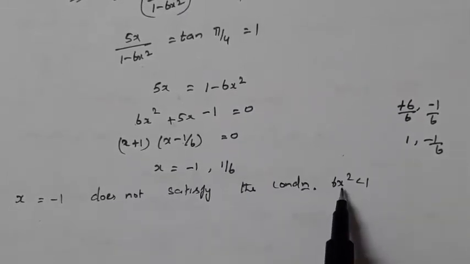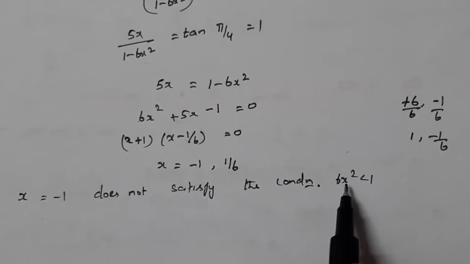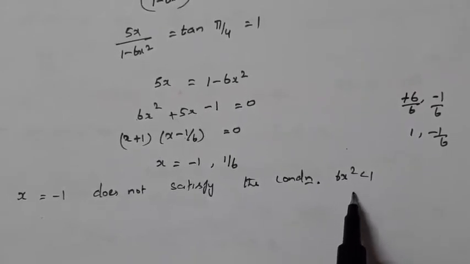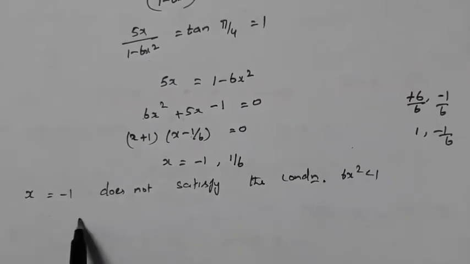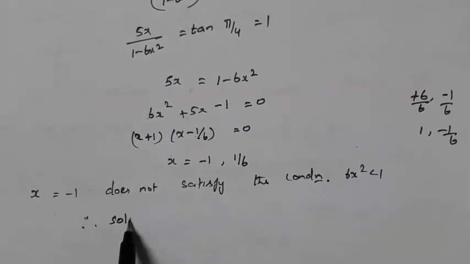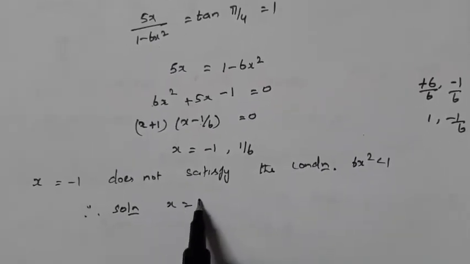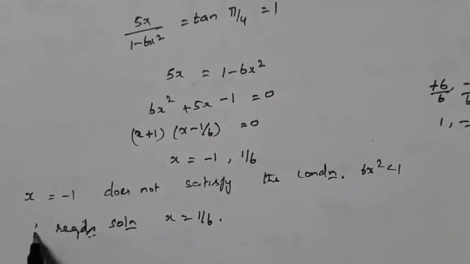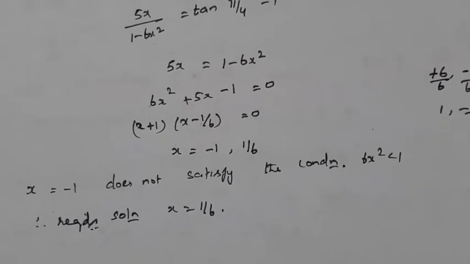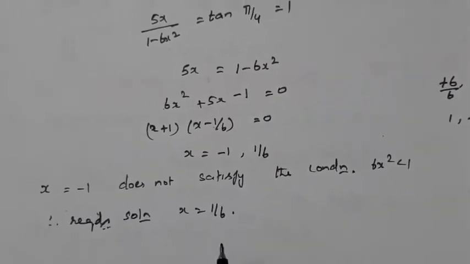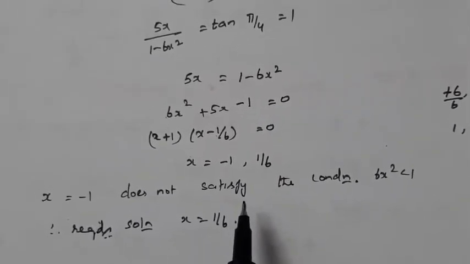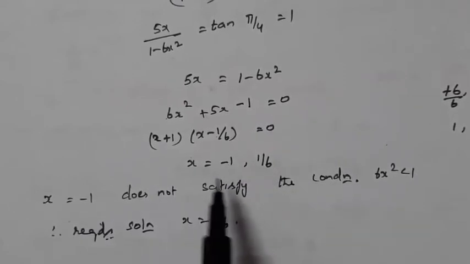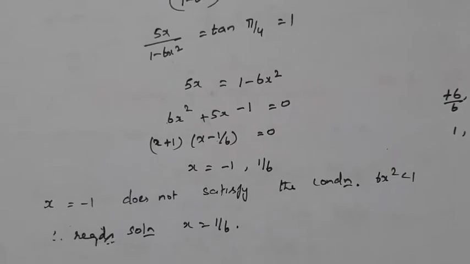When we substitute x as 1 by 6, it would be 6 into 1 by 36, that is 1 by 6, which is always less than 1. And therefore, the required solution is x is equal to 1 by 6. So, after getting the solution, you have to check whether it satisfies the given condition, if a condition is given. Otherwise, whatever the value of x is obtained, you can write it as a solution.